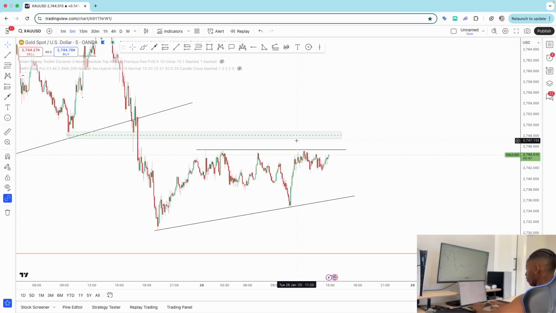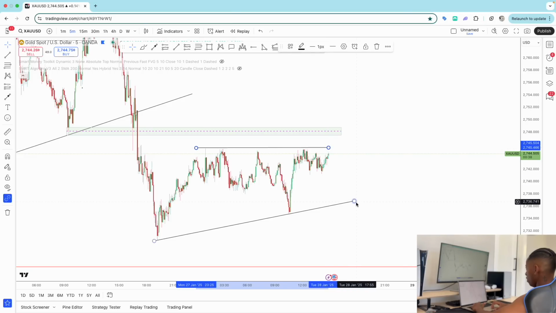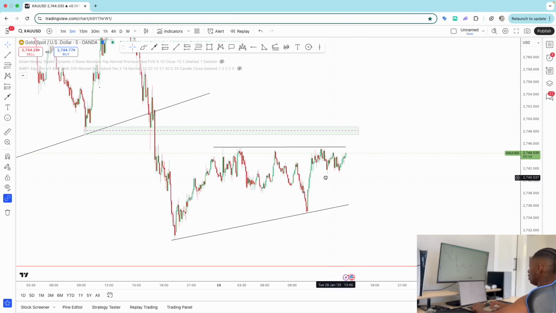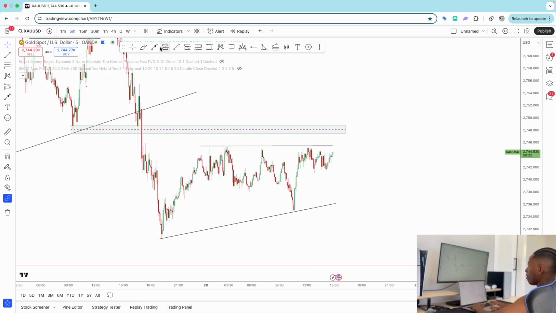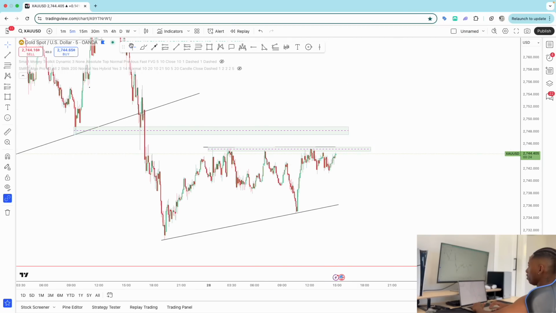Okay, let's do this. There we go. Okay, we see this happening just like this and just like this. Here's another form of resistance right here. So basically we've got two types of scenario.